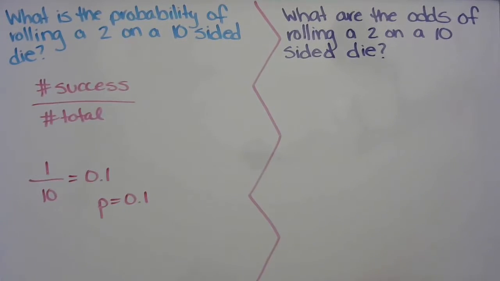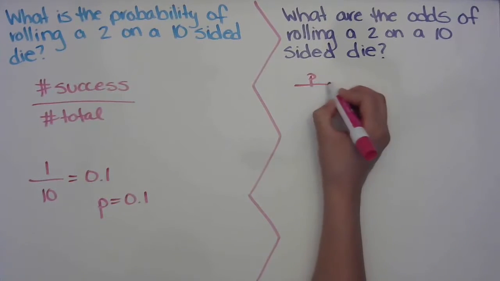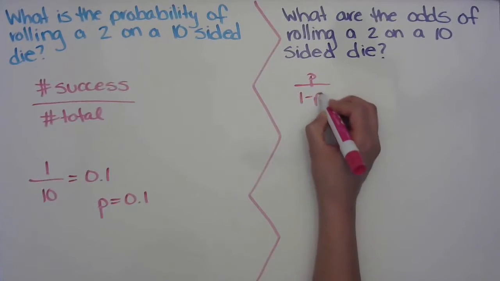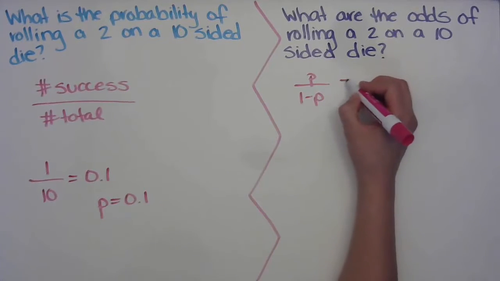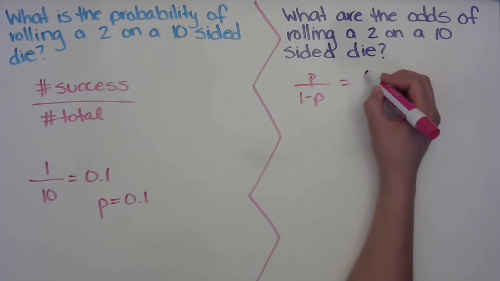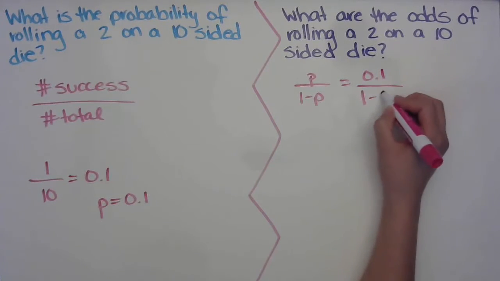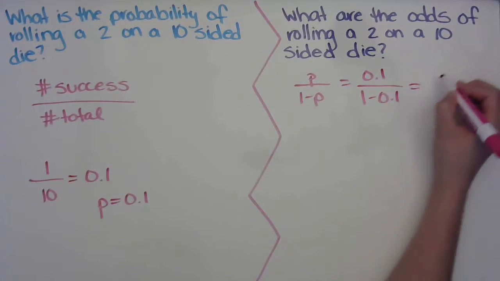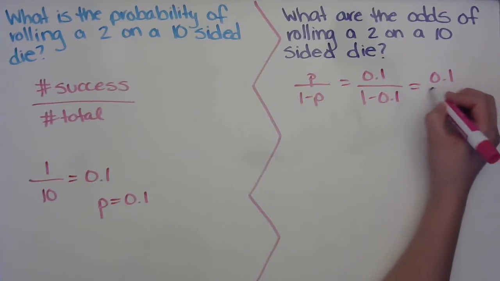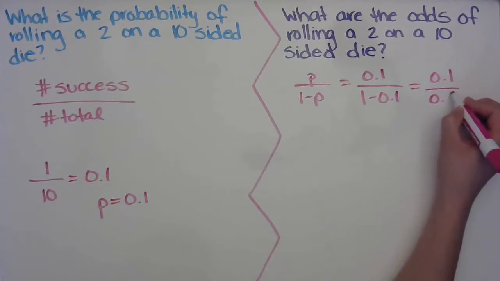Okay, so now let's look at the odds. What are the odds of rolling a 2 on a 10-sided die? So we're going to go ahead and use the formula of probability divided by 1 minus probability. So we're just going to plug this number in here. So we have a 0.1 value of probability over 1 minus 0.1. That is going to give us 0.1 over 0.9.